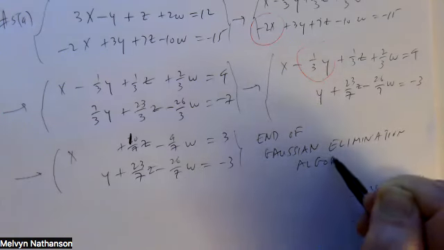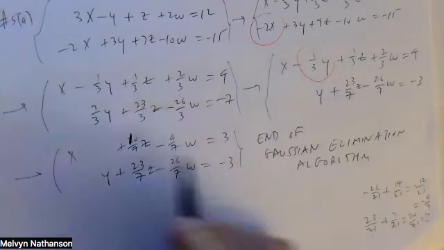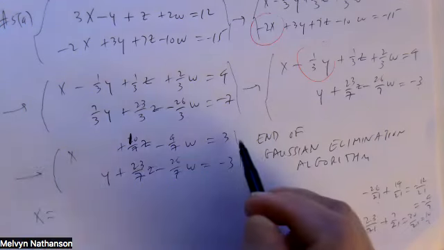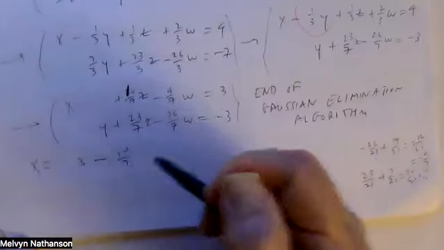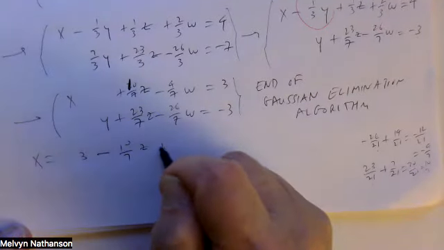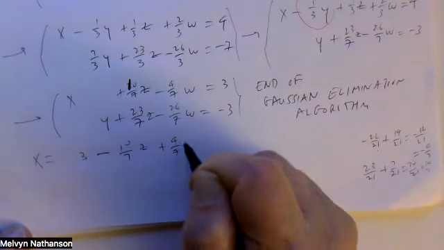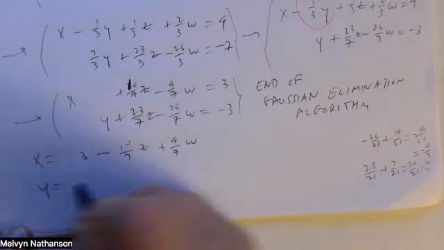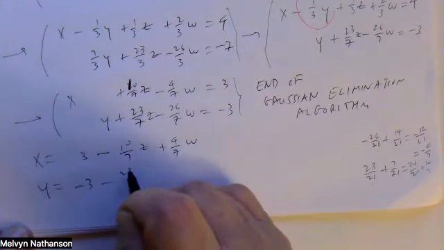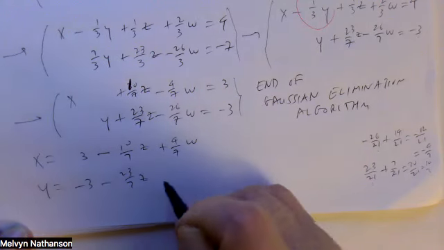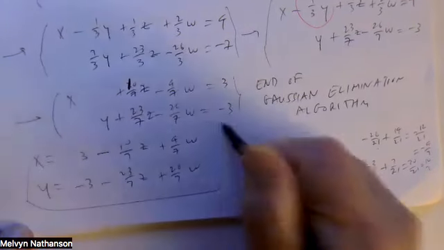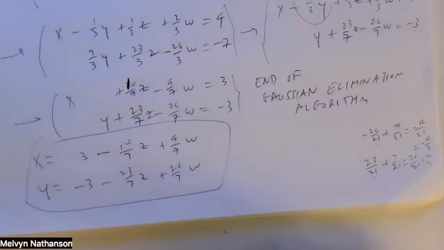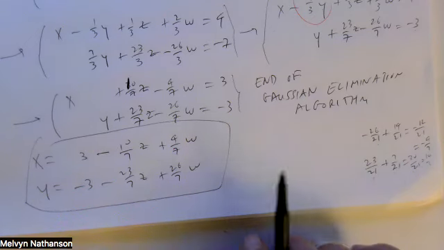Now we can write down the solution. X is going to be 3 minus 10 over 7 z plus 4 over 7 w. And y is going to be equal to minus 3 minus 23 over 7z plus 26 over 7w for any x and y.